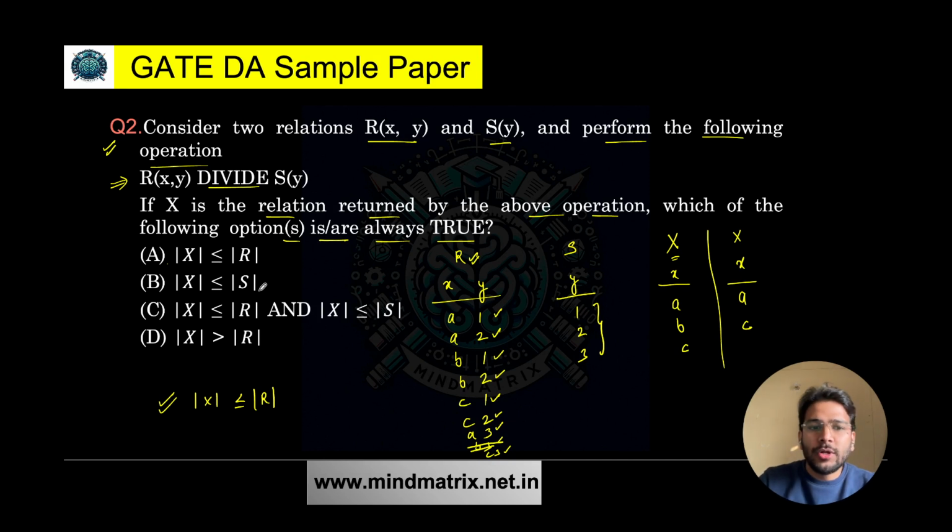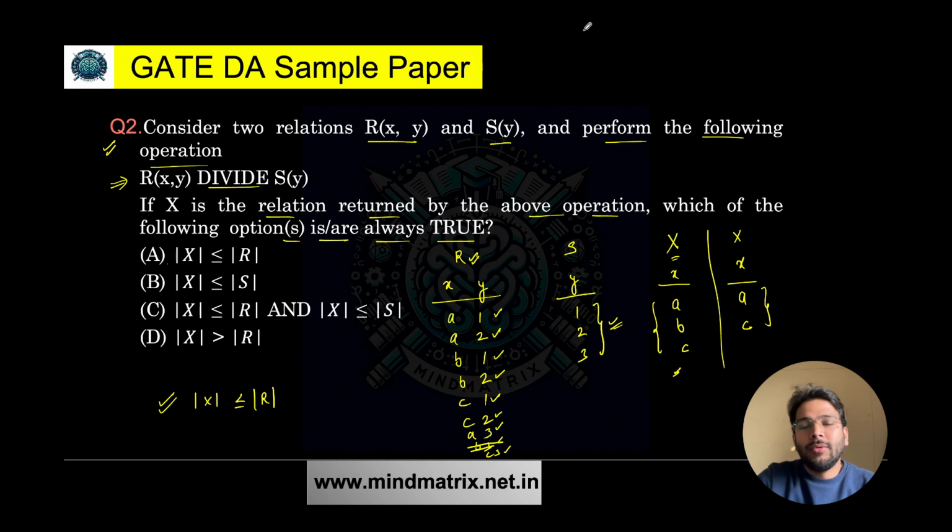But in the options, they are also talking about the cardinality of S. So if you see the first example, you can see the cardinality of X is equal to that of S, because here also you have 3 and here also you have 3. In this case, you can see it is 2 and it is 3. So can we say that always the cardinality of X is less than or equal to the cardinality of S?